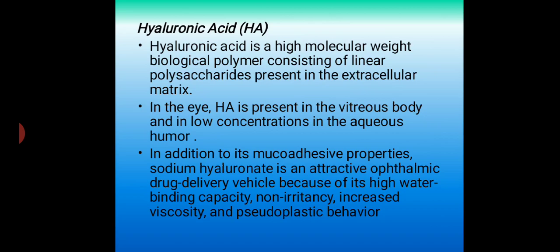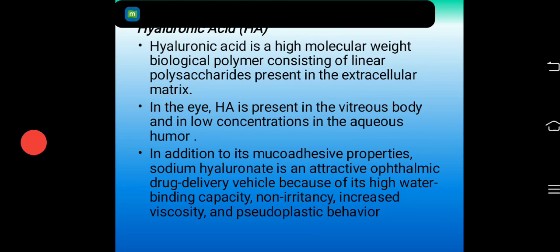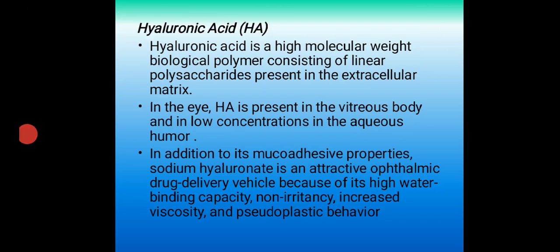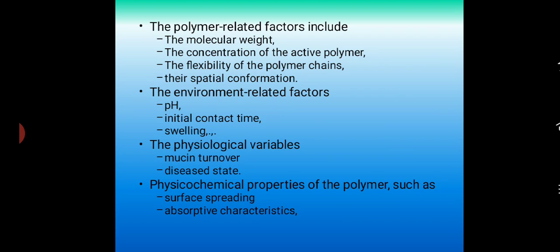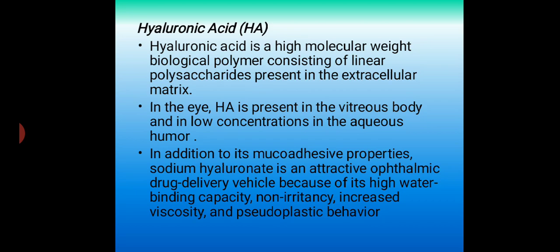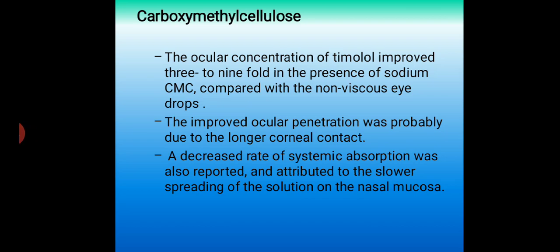Because of these properties, the first one is the water binding capacity. That means it can bind with the water molecules. It will not produce any irritation to the eye. It has higher viscosity, thus it is retained for a longer period of time. Higher viscosity can provide higher mucoadhesion. Higher viscosity can also reduce the loss of drug molecules. And the last one is the pseudoplastic behavior, which also reduces the interaction with the tear films. So these properties make sodium hyaluronate one of the main polymers for ophthalmic drug delivery systems. The next polymer is carboxy methyl cellulose.